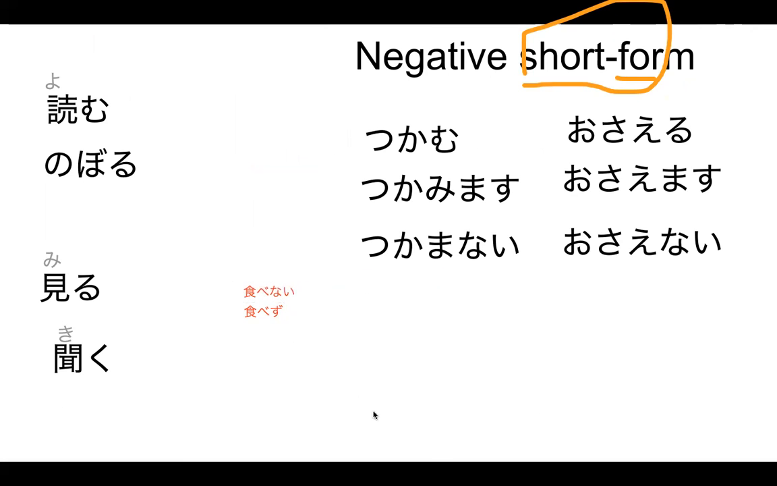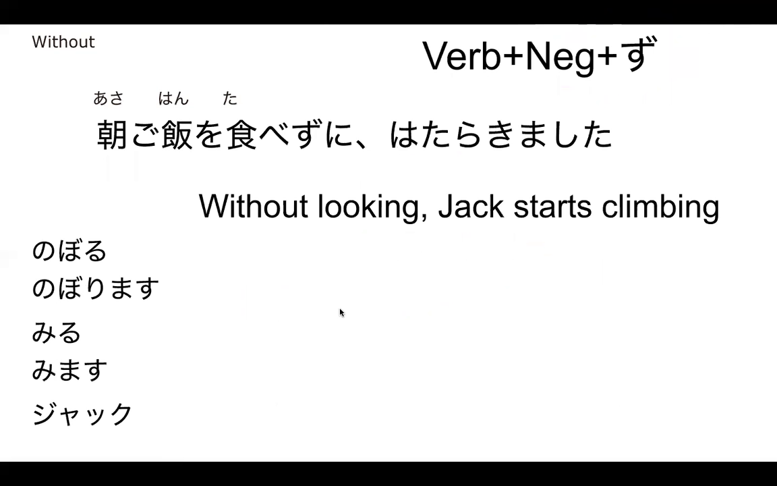Right here, we have tsukamanai. How would we change this to have zu at the end? Tsukamazu. Yes, exactly. Perfect. Because see, we keep the ma, but we delete the nai. So can you do me a favor and read the sentence up here?